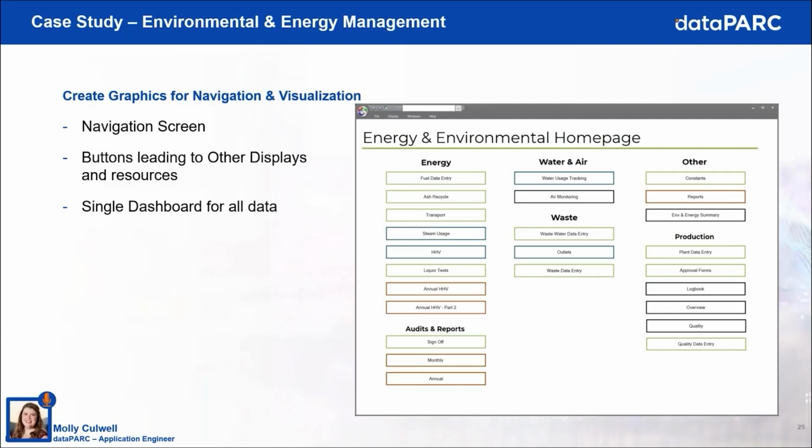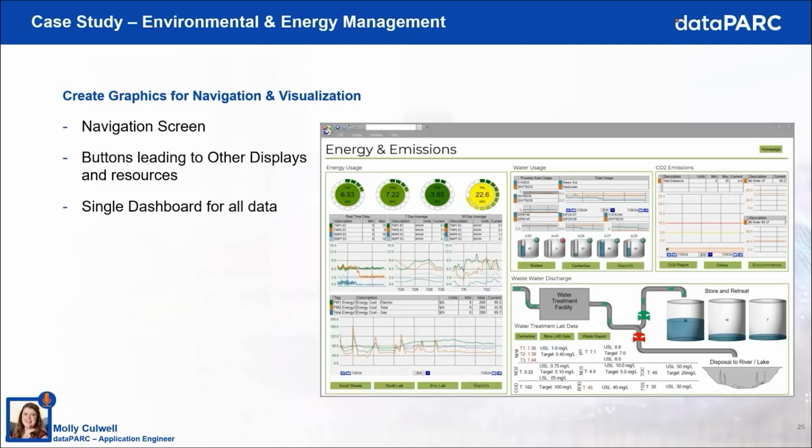So now that that was all set up, they really wanted a navigational screen to be able to jump from one place to another instead of using just the file explorer. So we color coded it a little bit so that green was going to be data entry, blue is going to be a graphic, the orange is a Park report, and then the black is going to be a trend. And then they're able to click on something, say the environmental summary, which will then bring you to a summary page.